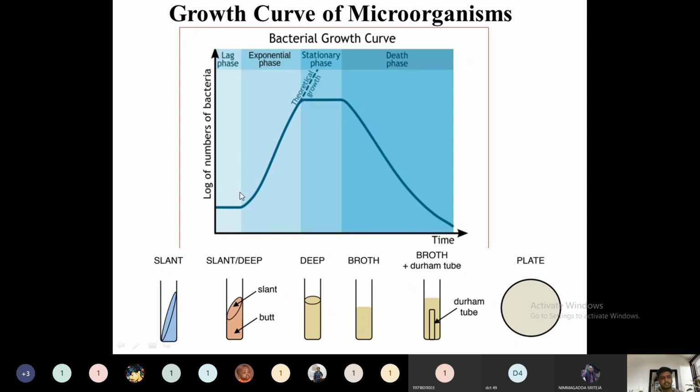So in the lag phase, there is no increase in the number of viable cells. During this period, the cells increase in size as a result of extensive macromolecular synthesis. So when we give some nutrients or an agar solution to the bacteria, they just grow in their size. They will not grow in their number.